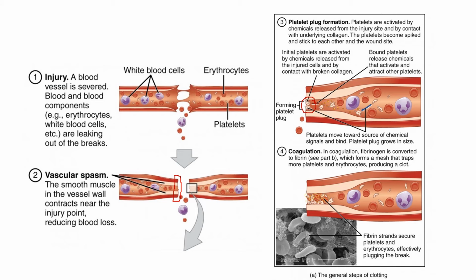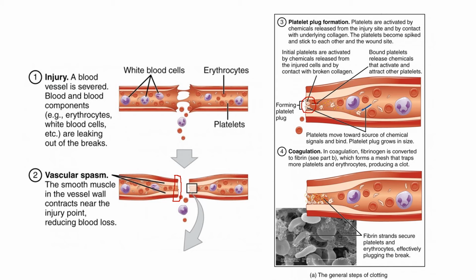Okay? So, ayan. Nagdidikit-dikit yung mga platelets. So, initial platelets are activated by chemicals released from the injured cells and by the contact with the broken collagen. And bound platelets release chemicals that activate and attract other platelets. So, yung mga unang mga nagre-respond dun sa clot, nagtatawag pa sila ng mga kapwa nila na mga platelets to secure or kumbaga ignite or start the forming of the platelet plug.